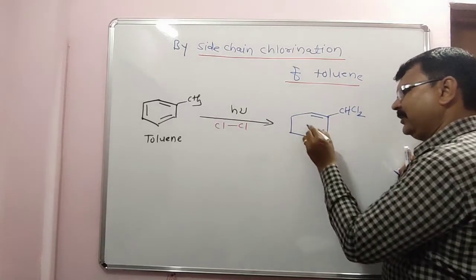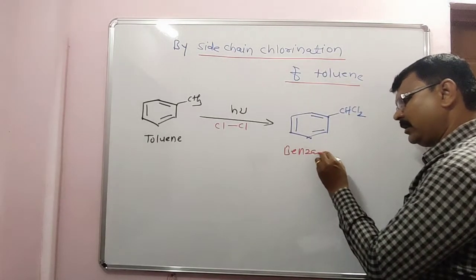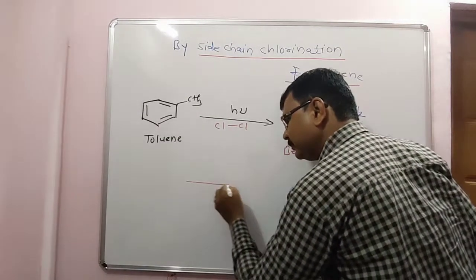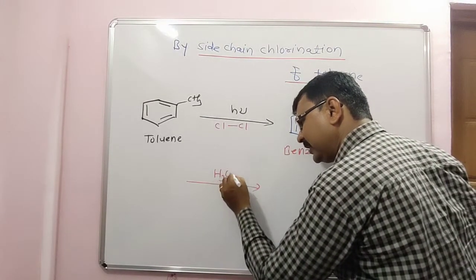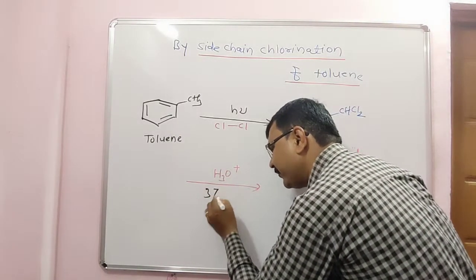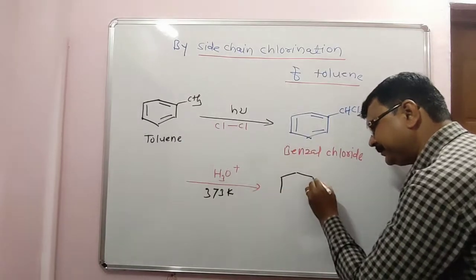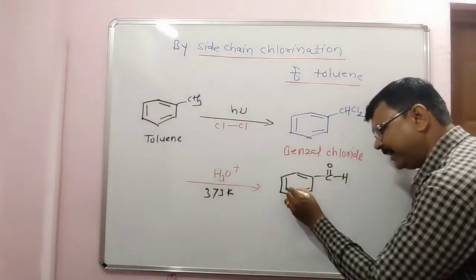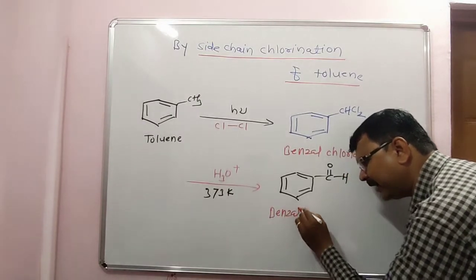Toluene with Cl2 gives benzyl chloride. Next, which on acidic hydrolysis, H3O+, at a temperature of 373 Kelvin, gives benzaldehyde. Name of the compound: benzaldehyde.